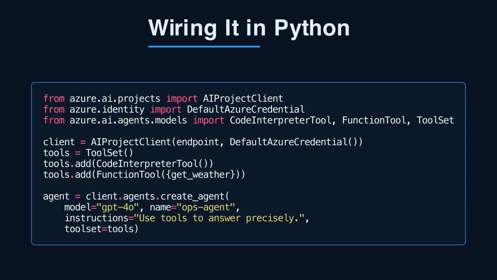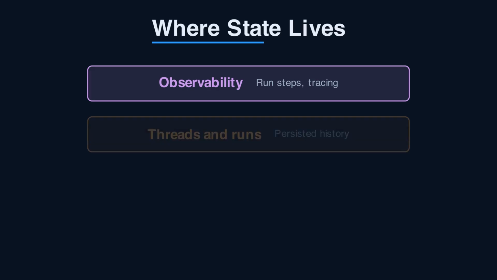For production, I'd handle the requires action state explicitly so you control timeouts and errors. Keep your function signatures clean with typed arguments and docstrings, because the service uses those to build the tool schema the model sees. A design decision worth understanding.